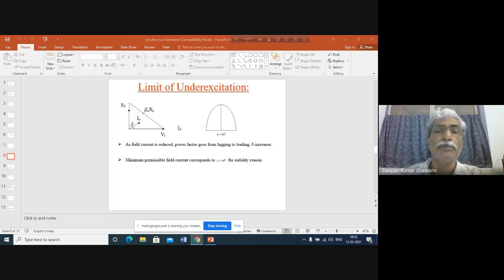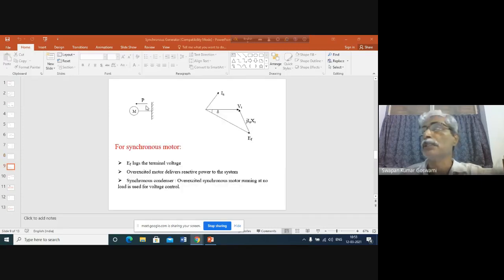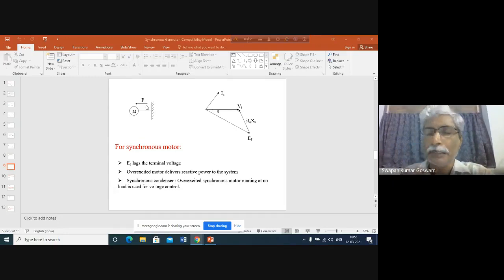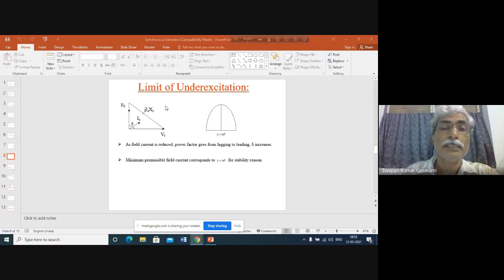Also, we have discussed the limit of under excitation, how much we can reduce the field current, and the maximum permissible limit of over excitation. And now we are in a position to discuss the synchronous motor, because the synchronous motor can also take part, particularly in voltage control. We should discuss that. But before we do that, let us discuss some more things regarding the operation of the synchronous generator, regarding the voltage control of the synchronous generator.